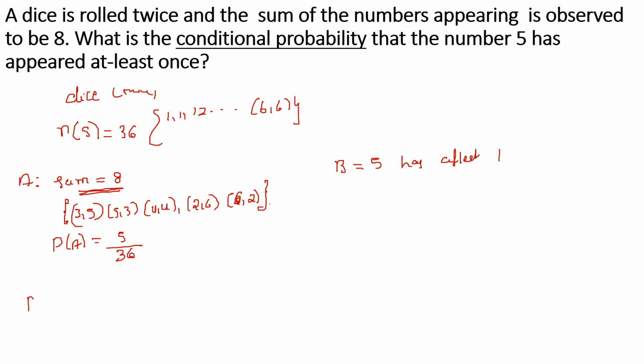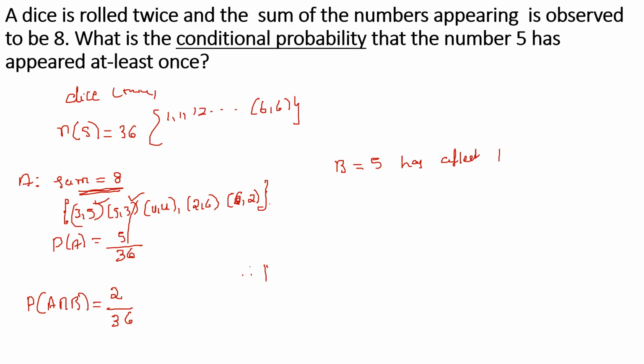So we have to find what is the probability of A intersection B. What is the probability that both will happen? So the sum should be 8 and also 5 should appear at least once. The possibility is either 3, 5 and 5, 3. So there are only two such outcomes, 3, 5 and 5, 3. So probability will be 2 divided by 36.